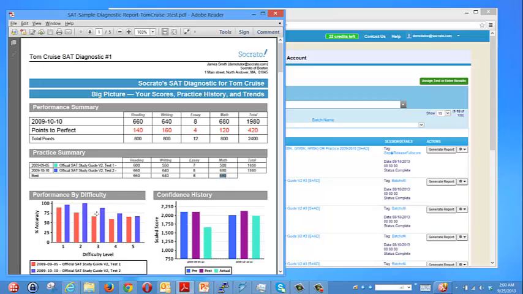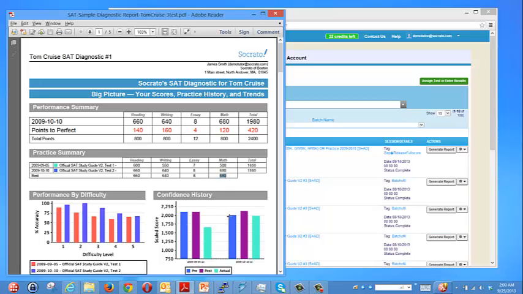The performance by difficulty graph shows the percentage of correct questions for each of the practice sessions. 1 is the easiest level and 5 is the most difficult level of questions. Typically, the percentage accuracy will drop as the difficulty level increases.